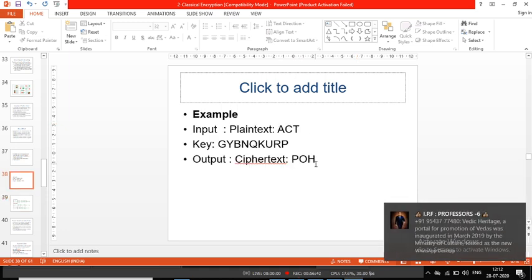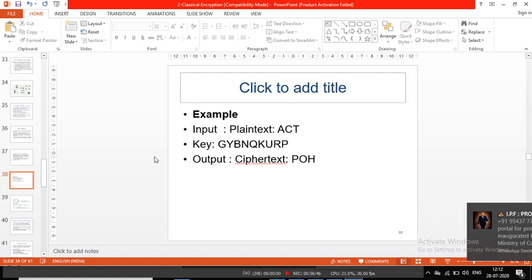Clear? Yes, sir. This is known as Hill cipher. Do you have any doubt in that Hill cipher? No, sir. It is an important 8 mark or 13 mark question, so you just go through it.